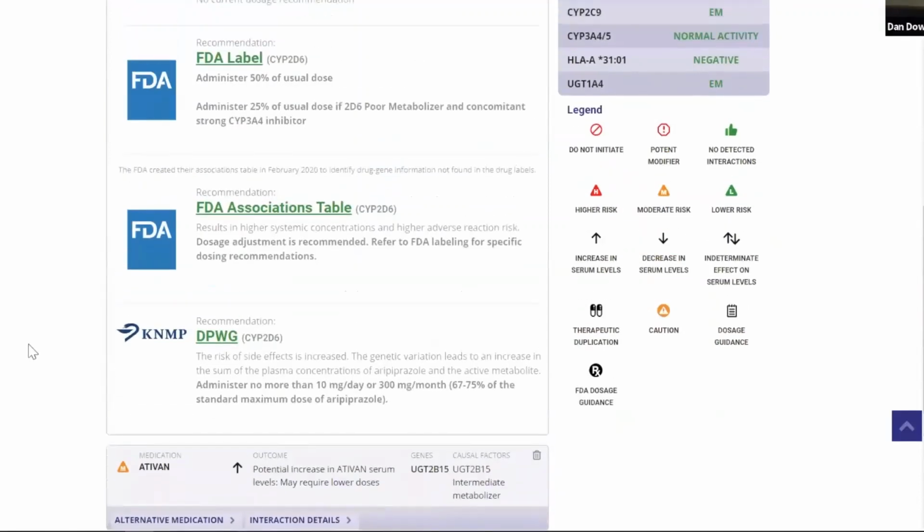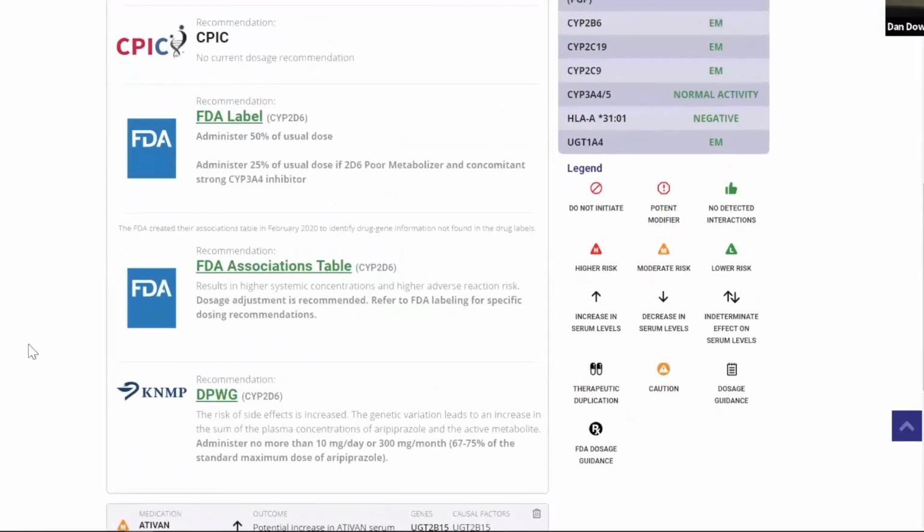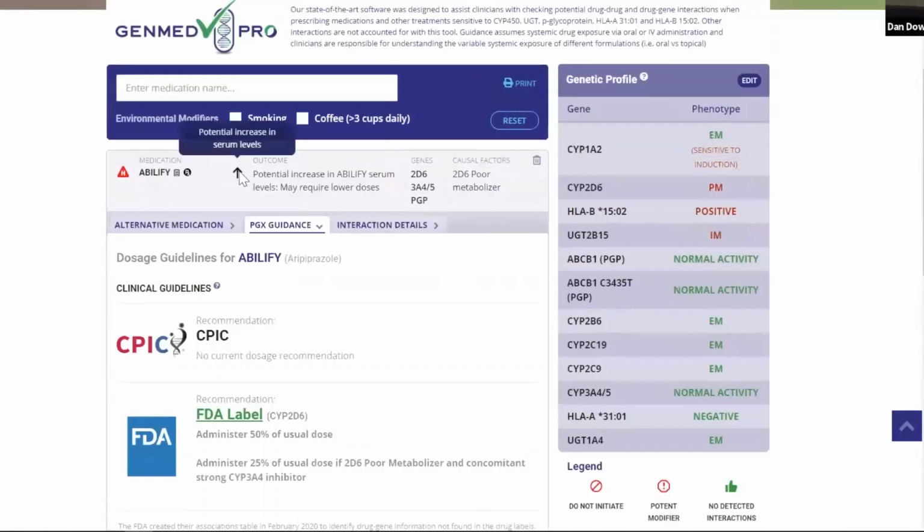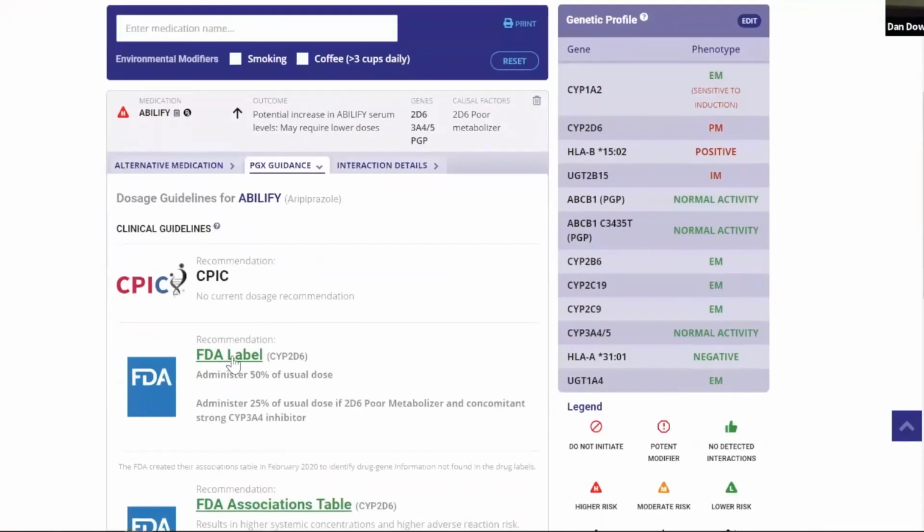And so two different agencies are telling you to decrease the dose of aripiprazole, even though the exact amount is slightly different. The take-home message here is we expect higher blood levels of Abilify. We should consider cutting our dose 25 to 50% in this individual.